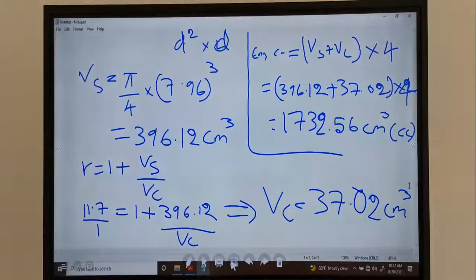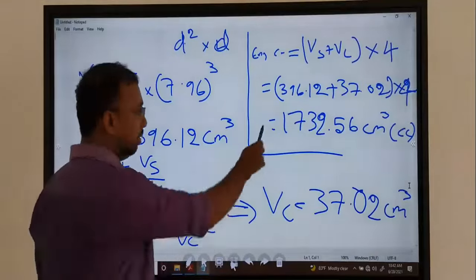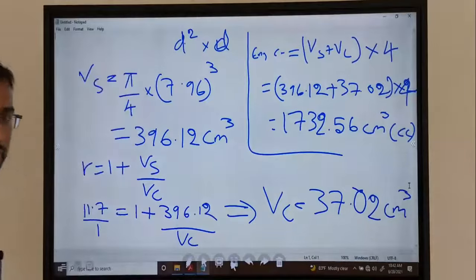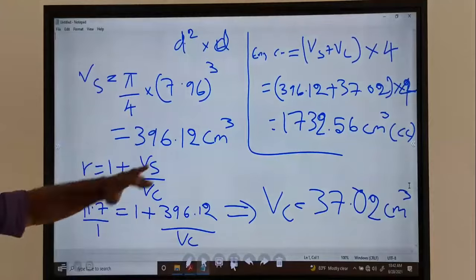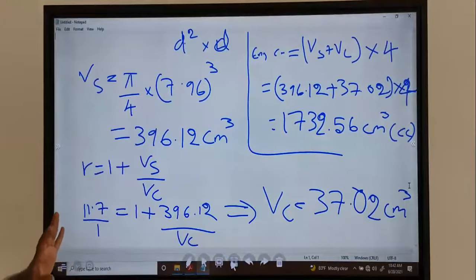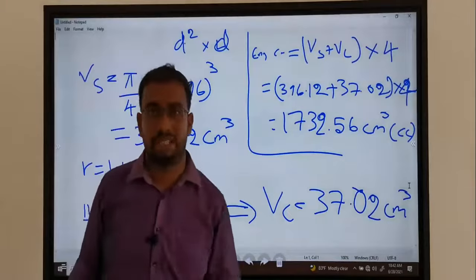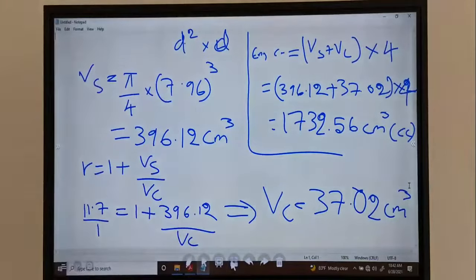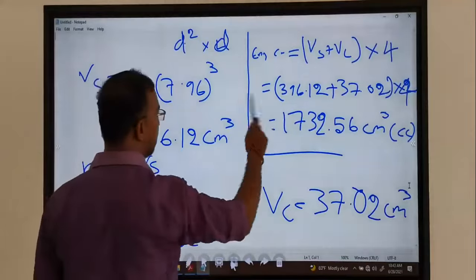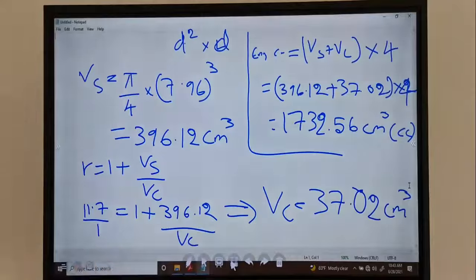Normally if we call the engine 1700 cc, that is accurately not 1700. Here also we have to say around. But the actual value is this, but commonly we can call it a 1700 cc engine. So now the clearance volume and engine capacity we found.